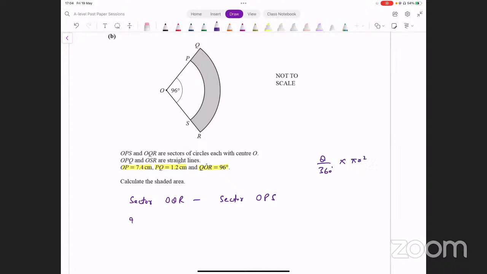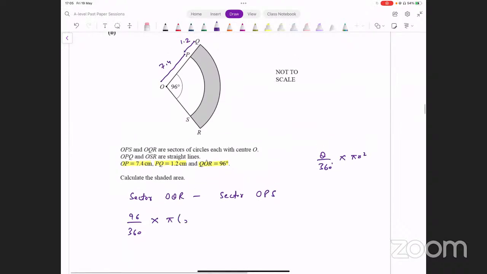Angle to दोनों में same है, which is 96 degrees. So 96 over 360 multiplied by pi r squared OQR. बड़े वाले सेक्टर का रेडियस कितना है उसने बताया हमें क्या वो? That is उसने OP बताया है और PQ बताया. अच्छा, so we know this length is 7.4, and we know that this length P to Q is 1.2. So what about the total length then? 7.4 plus 1.2, that will be 8.6.